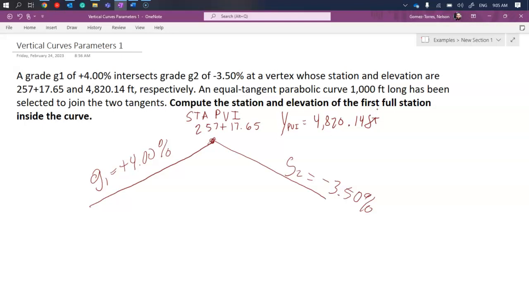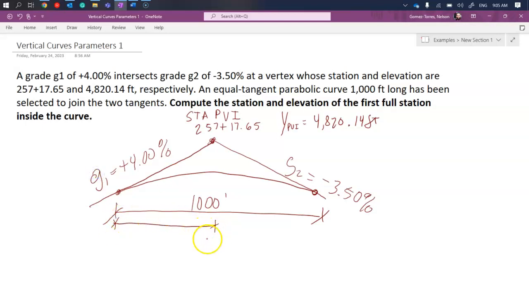So we continue reading that problem. We see that we have an equal tangent parabolic curve of 1,000 feet long. That means that, as always in this class, just in case, CE 3302, the full length of the curve is going to be 1,000 feet. But because it's an equal tangent parabolic curve, it means that half the curve is from PVI to PVC, and obviously the opposite is also true. So here you will have the PVC, and here you will have the PVT, right?